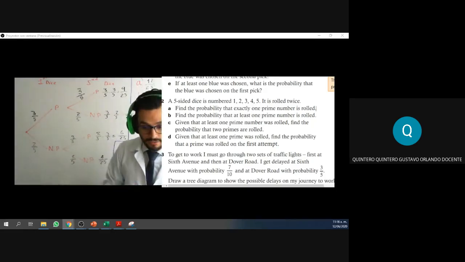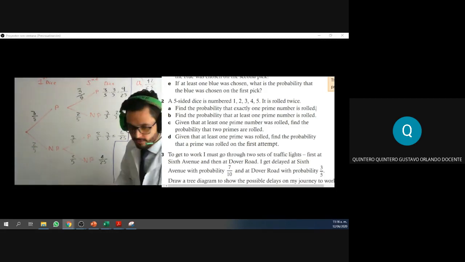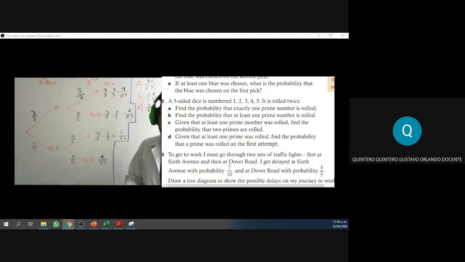All right. For question D, again, okay, so we have another conditional probability in our hands. I'm going to erase this part so that we can do that other one. So given that at least one prime number was rolled, we have the same denominator. Always begin with the condition. So the condition is the same as before, 21 over 25.